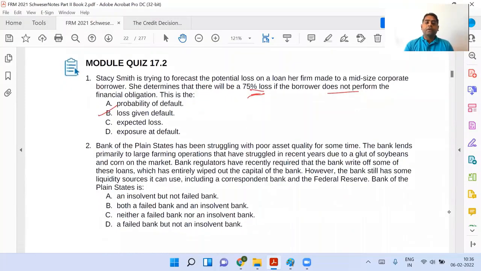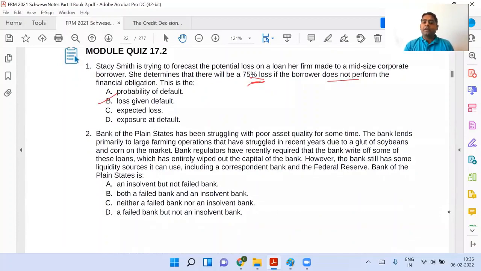Very simple and straightforward. Bank of the Plains states has been struggling with poor asset quality for some time. The bank lends to farming operations that have been struggling. Bank regulators have recently required that the bank write off some of its loans, which has entirely wiped out the capital of the bank. However, the bank still has some liquidity. Read this section. This is important. The capital is straight away gone, but there is some liquidity it can use, including from its correspondent bank and the Federal Reserve. The bank is currently in what state? Is it failed? No, right? It is not failed. It is insolvent, but it has liquidity available. So the answer is A.